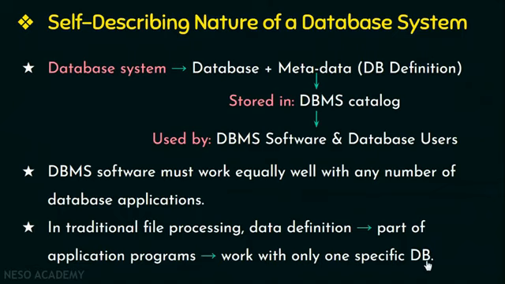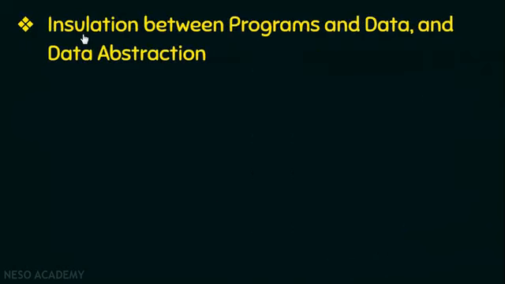So we have seen the very first characteristic of DBMS approach. Now moving on, the next characteristic of DBMS approach is insulation between programs and data abstraction.